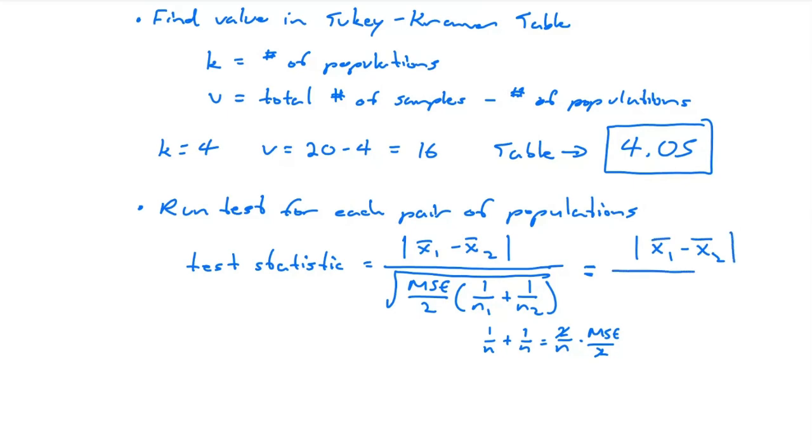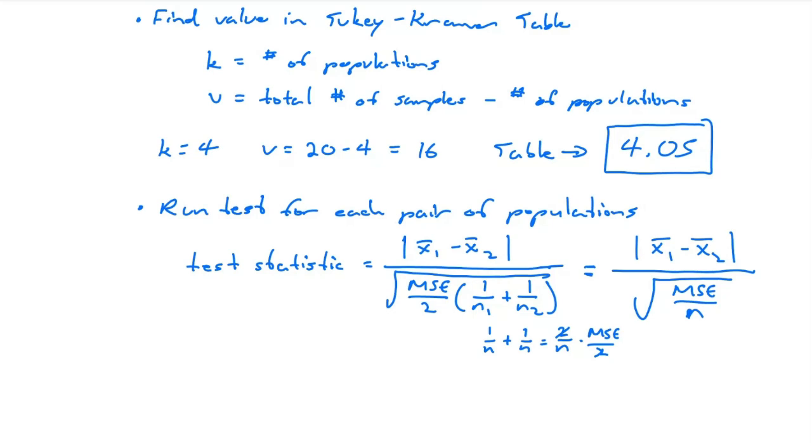So that entire square root part can be simplified when your sample sizes are the same across all the populations. We can just simplify that denominator to the square root of MSE divided by n, the sample size for one population. All right, so that's how we find the test statistic. That's the value then that we compare to the 4.05 to determine whether or not there's a difference between the two populations that we're testing.